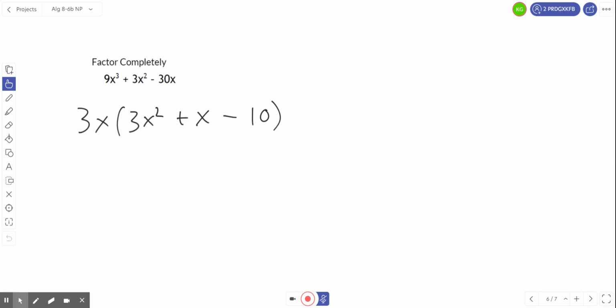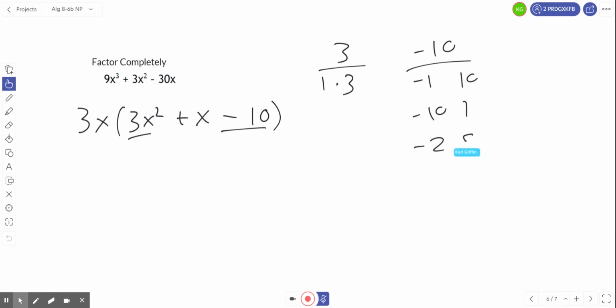All right, so now that I've factored out a greatest common factor, which included an x this time, which is a little new, I can work on this. Well, my first term is good because it's a prime number, so it's just 1 times 3. My second term is negative 10. That's got a few more things going on. That could be negative 1 and 10, negative 10 and 1, negative 2 and 5, or negative 5 and 2.